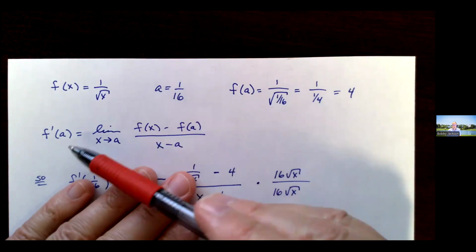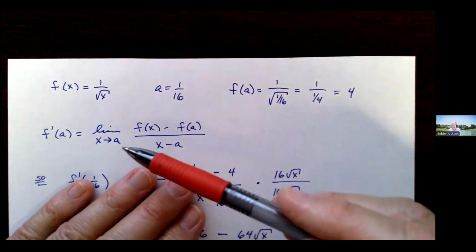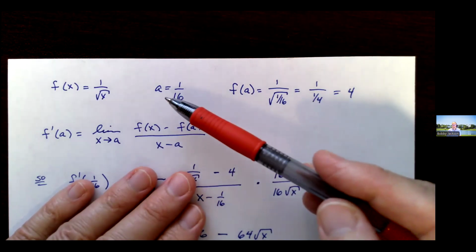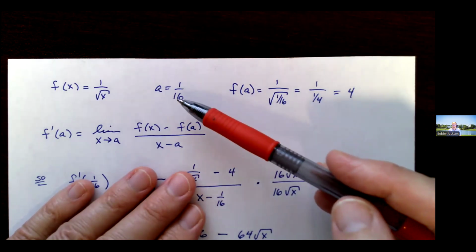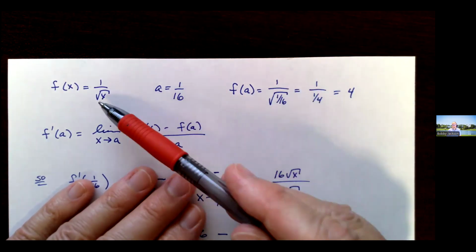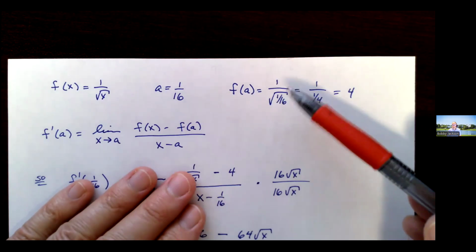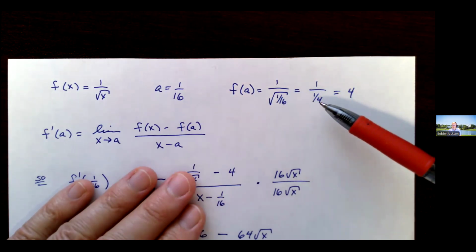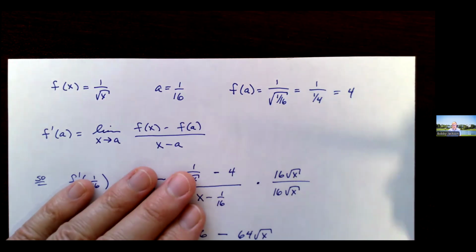Once we find f prime of a, they ask us to then find the equation of the line tangent to the graph at a comma f of a. By the way, what is f of a? If a is 1/16th, f of a would be f of 1/16th. When I replace x here with 1/16th, I get 1 over the square root of 1/16th. The square root of 1/16th is 1/4. 1 divided by 1/4 is 4.